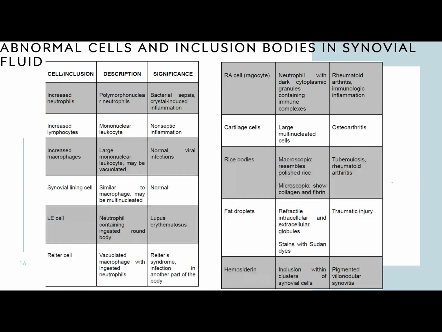Now I want you to memorize this, class. This is what I just mentioned, but this time including the description and stains. But I won't discuss them anymore. Do memorize this. This will definitely come out in your quiz and your exam. So these are the abnormal cells and inclusion bodies in synovial fluid.